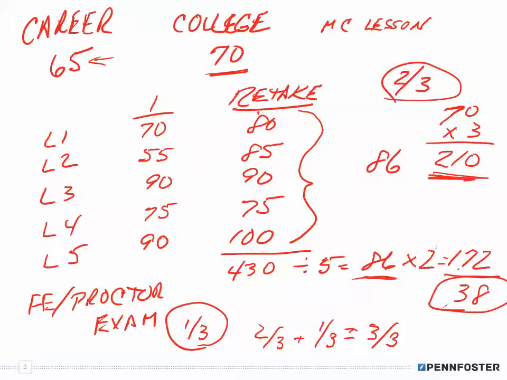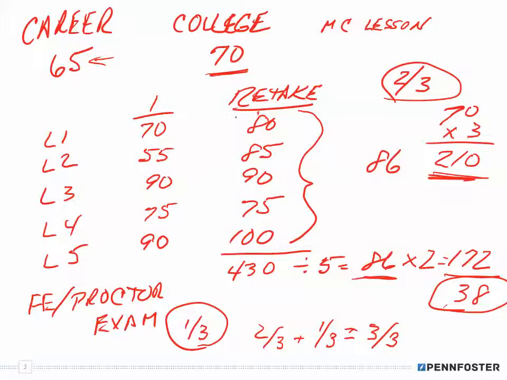Okay, so let's go through that again. Lesson exams make up 2/3, final exam makes up 1/3. That's 3/3. In order to pass, we need a grade of a 70. So when we multiply it by 3, you end up with 210 points. Okay, that's the minimum number of points you need to pass.